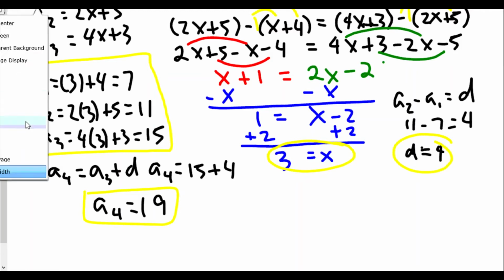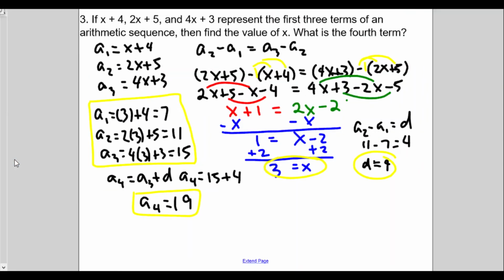Okay? A lot of work here, right? So again, what we do is set up a2 minus a1, that common difference, equal to a3 minus a2. It allows us to set the terms in a way so we can solve for the missing variable x. Once we solve for x, we can find the first, second, and third terms. We see that the common difference between any two consecutive terms is 4, which means to find the next term, we just add that common difference to a3 to find a4.